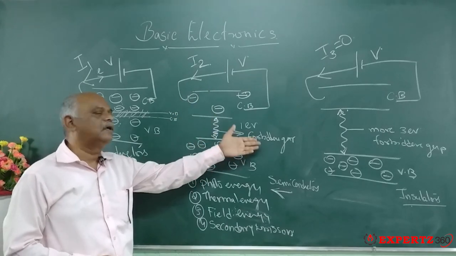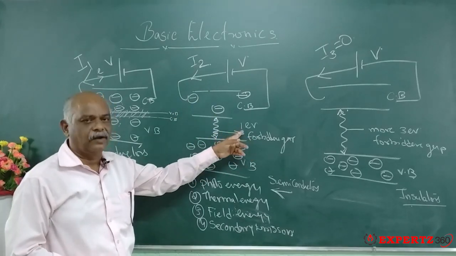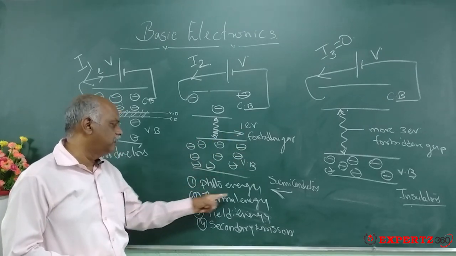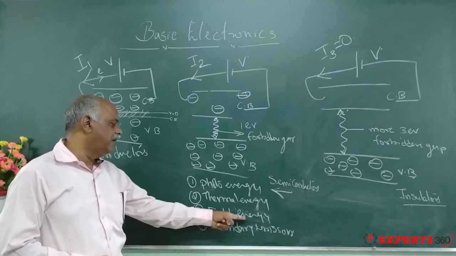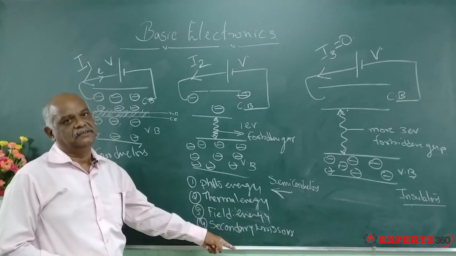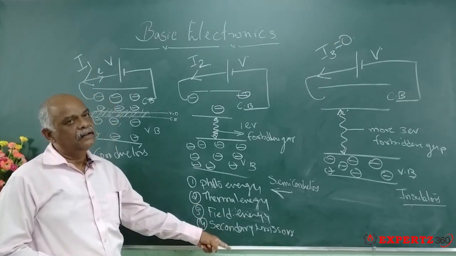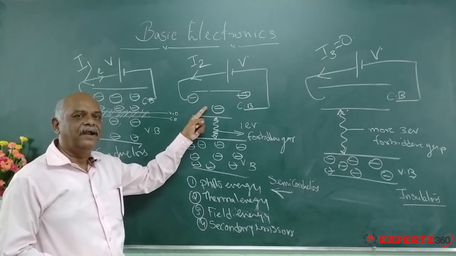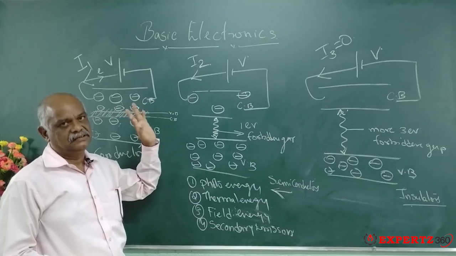Now, according to the energy band diagram for semiconductors, there is a small gap between the conduction band and the valence band, which we call the forbidden gap, which is about 1 electron volt. This 1 electron volt can be attained by photo energy, thermal energy, field energy, or secondary emission. That means the electrons in the conduction band have already attained 1 electron volt energy.